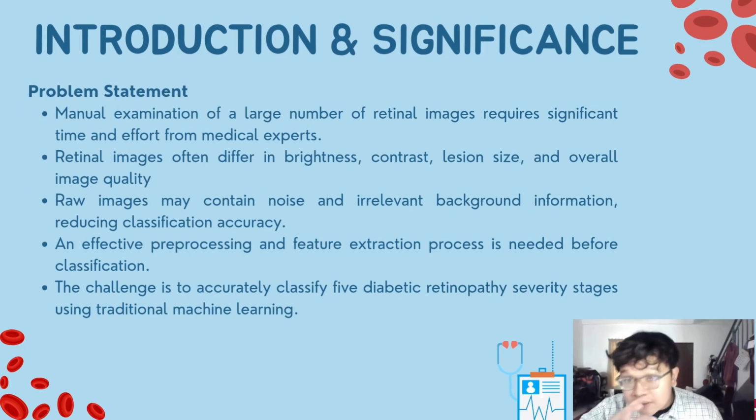So let's move to the problem segment. The first one is that manual examination of a large number of retinal images requires significant time and effort. Retinal images often differ in brightness, contrast, lesion size, and overall image quality. Raw images may contain noise and irrelevant background information, reducing classification accuracy. An effective pre-processing and feature extraction process is needed before classification. The challenge is to accurately classify 5 diabetic retinopathy severity stages using traditional machine learning.